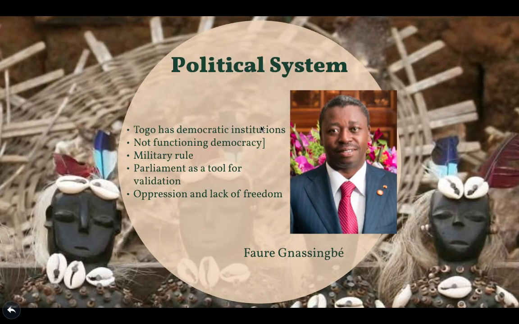The current political system could be identified as an extension of the dictatorship of Eyadéma because after 2005 his son Faure Gnassingbé is in power. Togo has democratic institutions, much like other republican states that are only in name, but all of these institutions are controlled by the dictatorship and the military, and they use them as tools to validate or to justify their dictatorship.